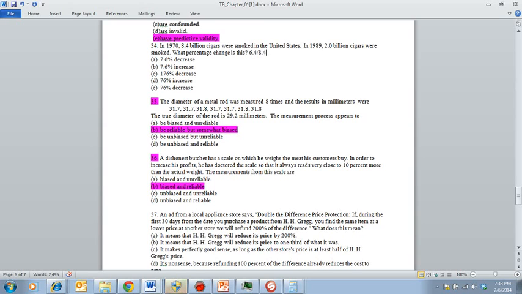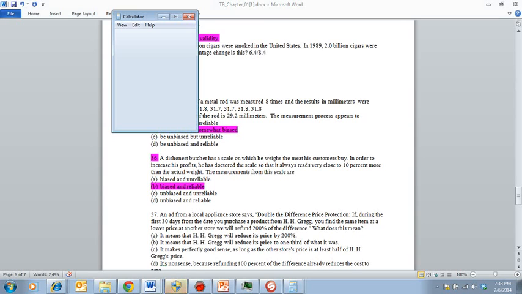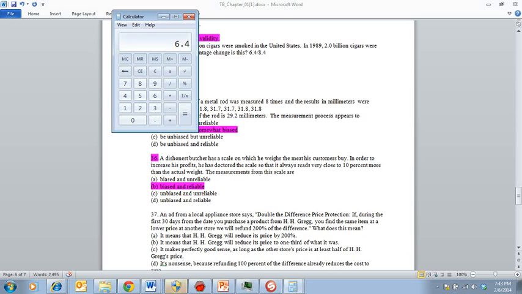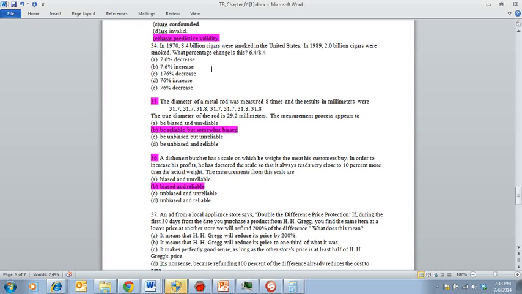Okay, and that answer times 100 is going to be approximately 76.2% decrease. So approximately 76% decrease because less people are smoking. Good for you guys.